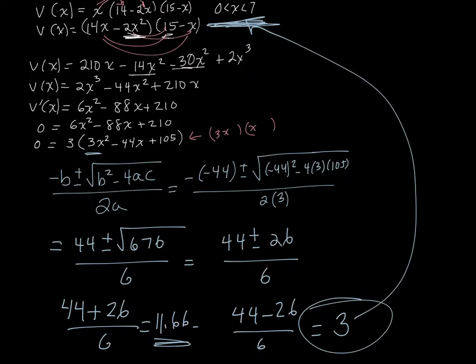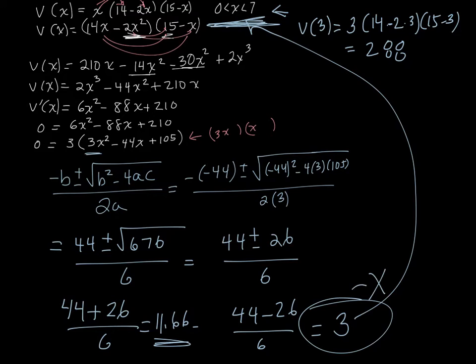So when x equals 3, I just go all the way back up here to my volume, and I plug in 3 everywhere I see an x. So 3 times 14 minus 2 times 3, and then 15 minus 3. And if you plug that in, you will see that you get the extreme value of the volume of 288. And this is certainly the largest volume of the box, which occurs when x equals 3.